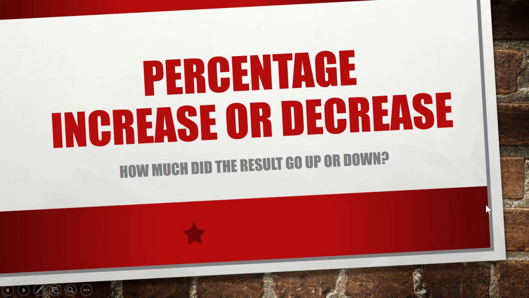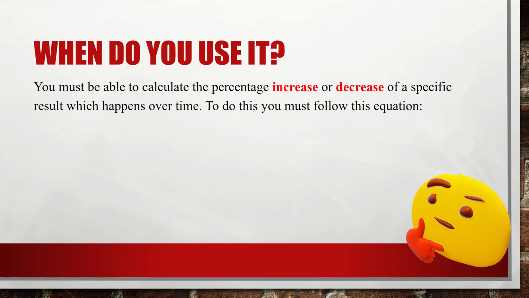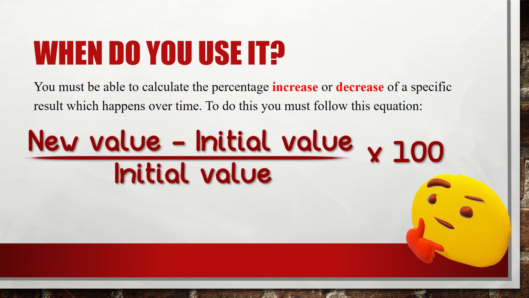So here we're looking at the percentage increase or decrease, so how much a result has gone up or down, bearing in mind the original value. For this, we need a specific equation. It's going to be an increase or a decrease of a result. This happens over time, so we're working with two numbers. We're going to have the new number, or the new value, minus the initial value, or the old value, divided by the initial value. We need to multiply this by 100 because it needs to be as a percentage.